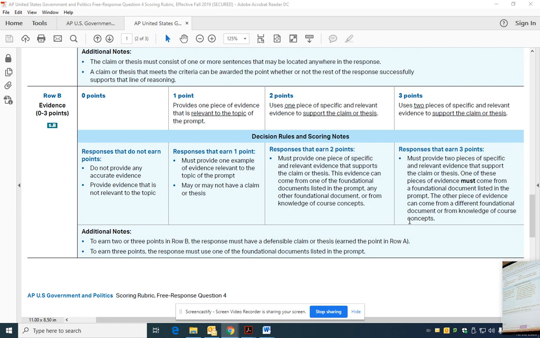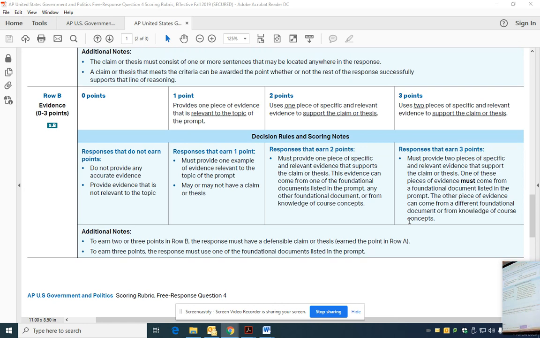Does it have to be like a quote or just like an idea from the document? Either or. It could be just an idea from that document that supports your claim. It does not have to be a specific quote. You could use a specific quote, which would be great if you could, but it doesn't have to be a specific quote. It could just be a general idea. It could be an argument the author is making in his essay that would support your claim.